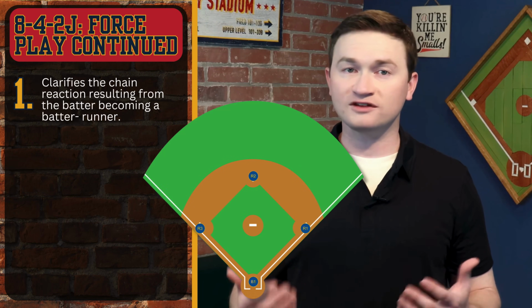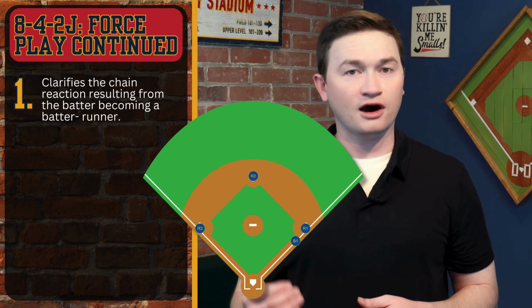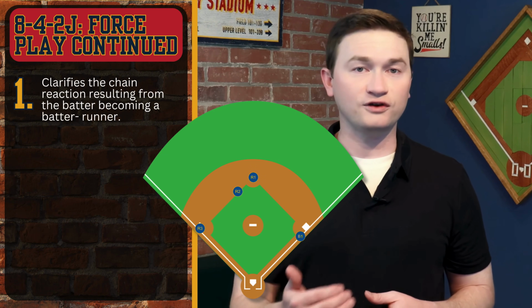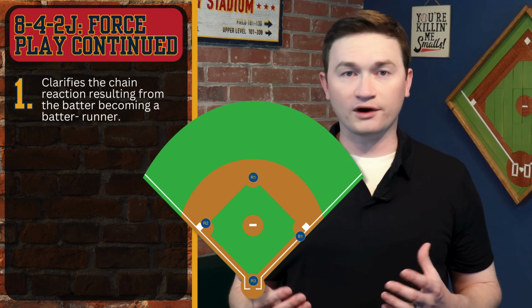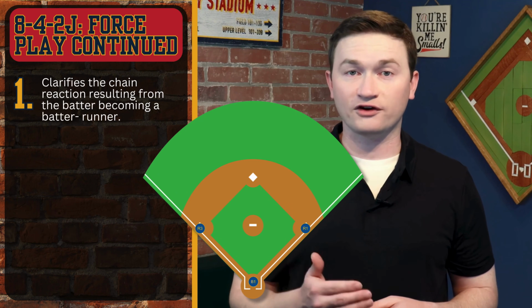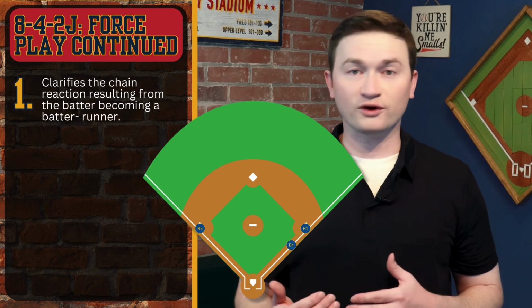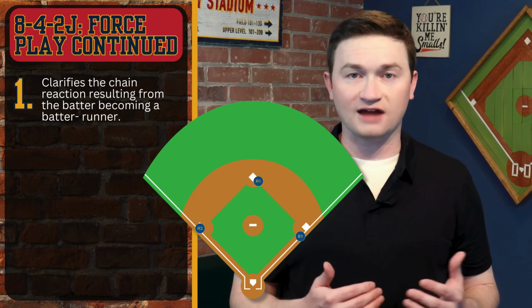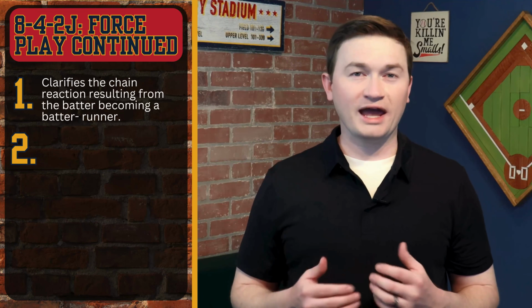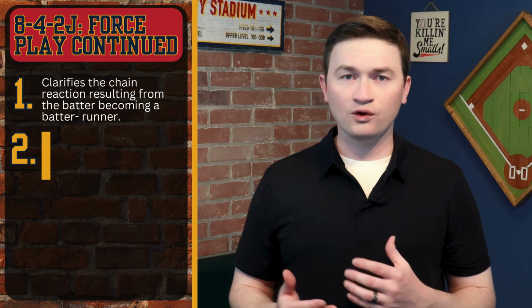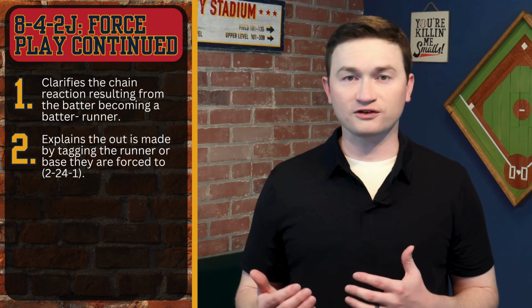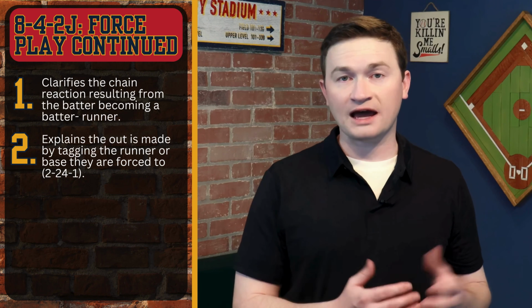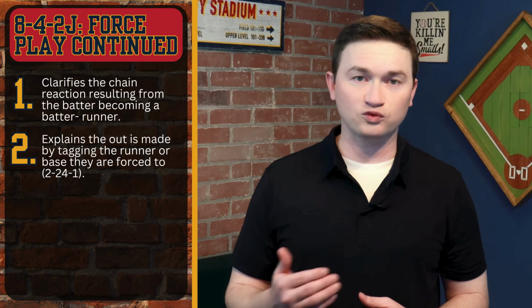In a bases loaded scenario, batter to first, R1 forced to second, R2 forced to third, and R3 forced to home. Of course, if the scenario has runners on first and third only, R1 is forced to second, but R3 is not forced to home. Second, we have how a force out occurs, which is the defense either tags the base or the runner. This is also found in the definition of a force out in Rule 2-24-1.